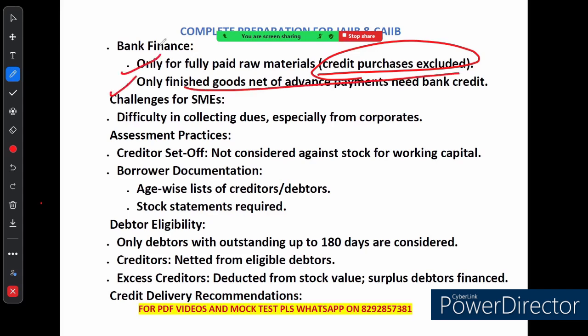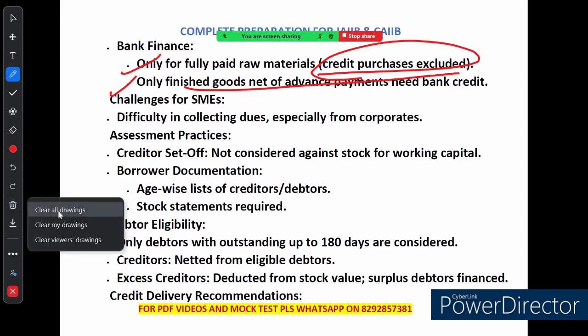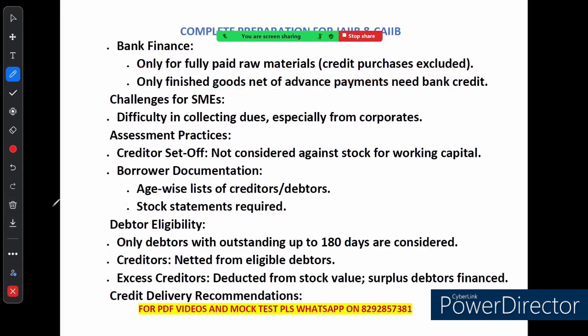Small and medium enterprises often struggle with collecting payment, right? Especially from big companies. This can really hurt their cash flow and make it tough to keep the business running smoothly.